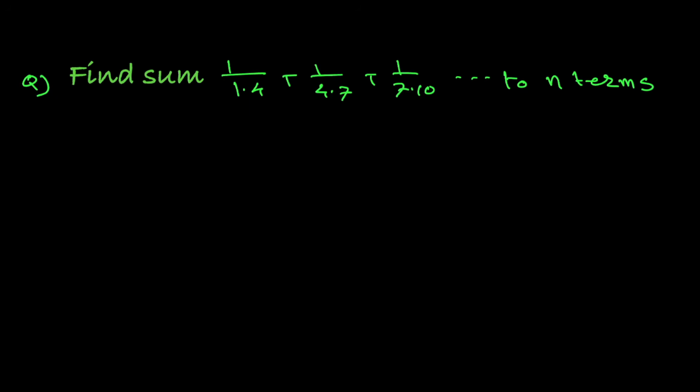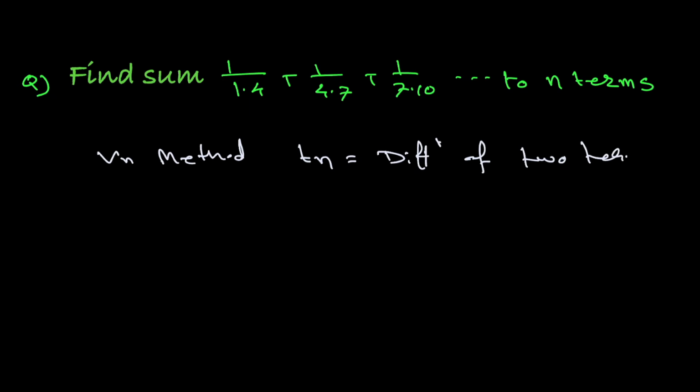First of all, I am telling you, this VN method is nothing but when we express any Tn in the form of a difference of two terms. It means Tn equals a difference of two terms. Commonly, this is known as the VN method, and this is a very popular method also. So in this case, what to do?